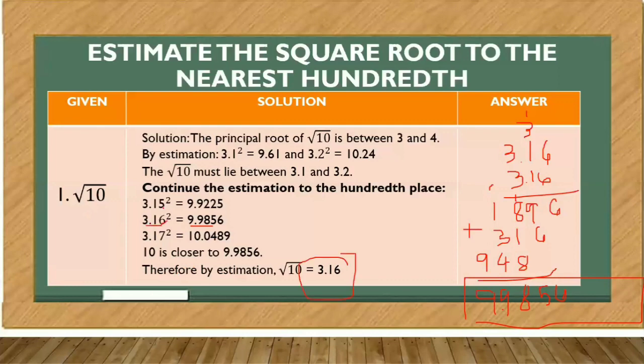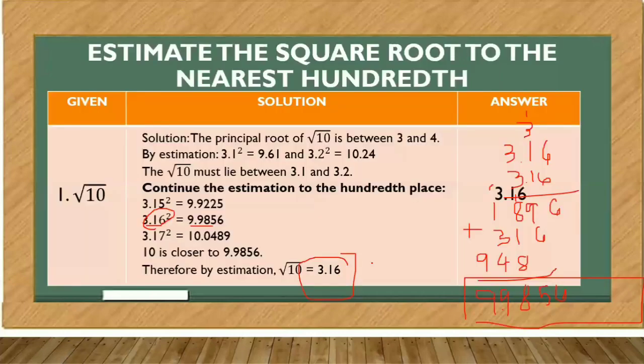Ito po yun. Right? So, the estimation is 3.16. Wala nang square, kasi yan na po yung kanyang estimation. Alright? So, 3.16 ang kanyang estimation. So, that is nearest 100, 2 decimal places. So, that is estimate the square root of the nearest 100, kung saan siya malapit. Alright? Another example. So, it means ang kanyang sagot ay 3.16.